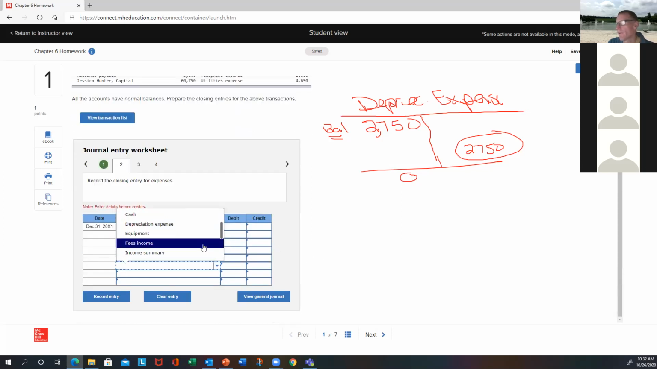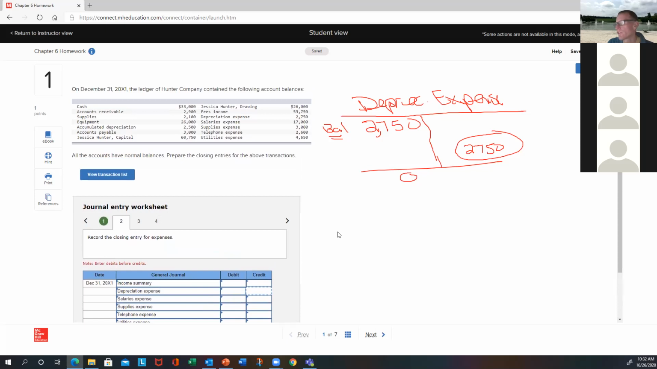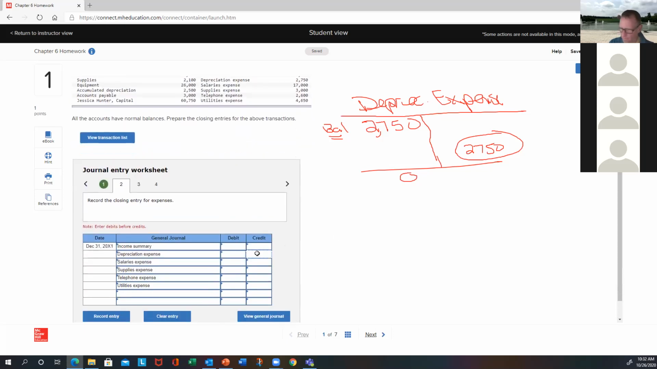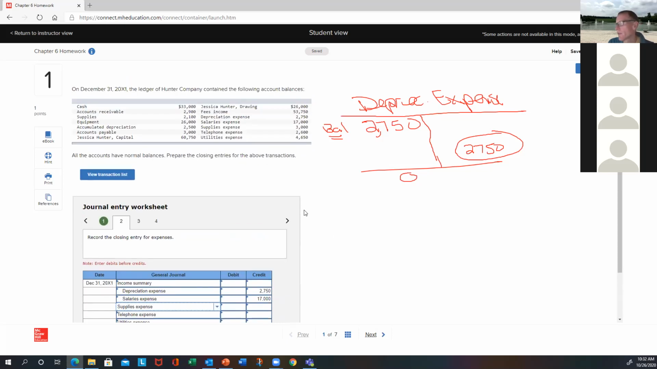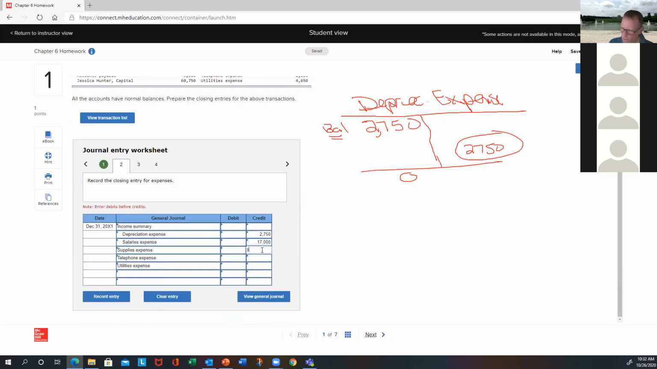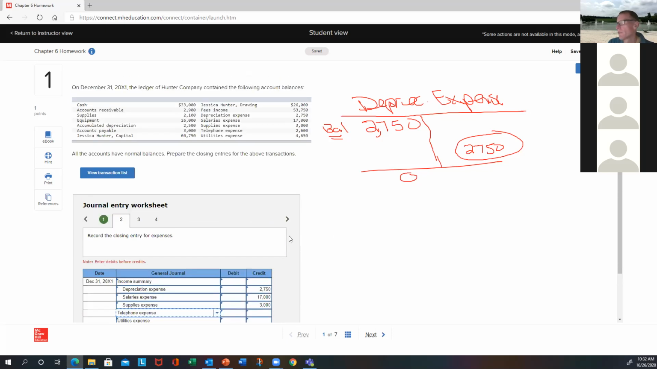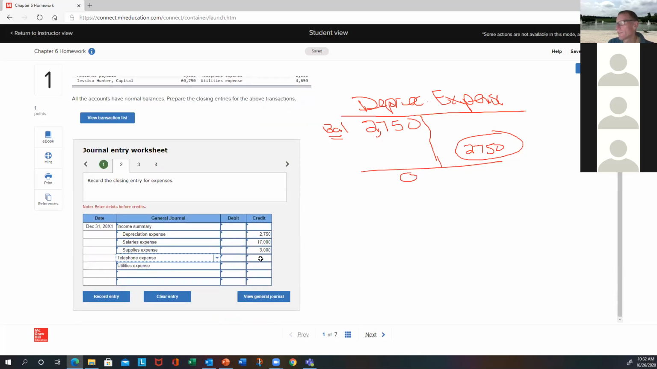So I'm just clicking the arrow. You can find these when you do these. There it is right there. All you got to do is just copy the number. So depreciation expense, put a credit, $27.50. Salaries expense is $17,000, credit. Supplies will be $3,000, credit. Telephone is $2,600. And then utilities is $46.50.